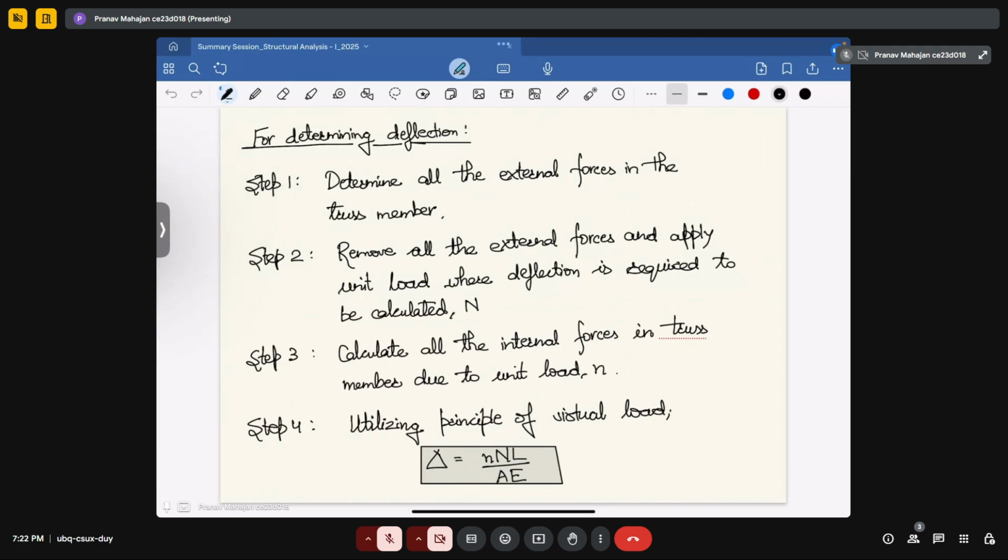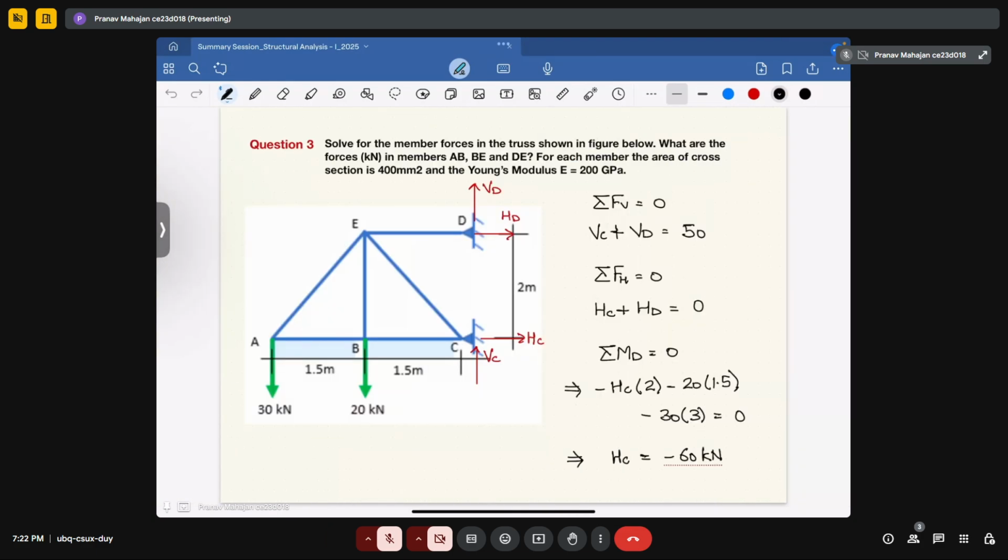So this formula is derived based upon the principle of virtual work concept. Let's see one problem related to this, then it will clear all your concepts. In this, the member forces in the truss are expected. So what are the forces in the members?